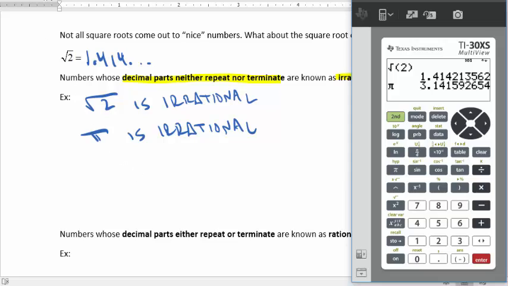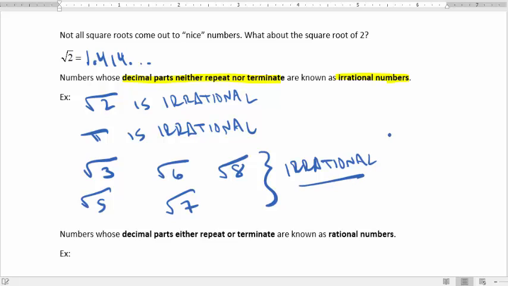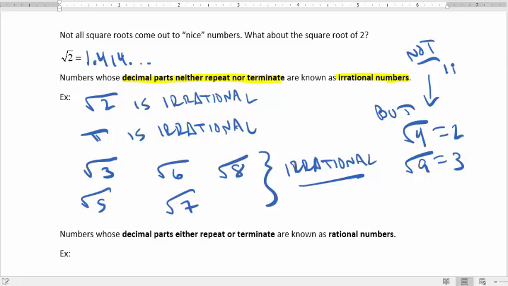So generally, the easiest way to form irrational numbers is to take square roots of numbers that aren't perfect squares, right? So the square root of 3, that's irrational. Square root of 5, that's irrational. Square root of 6, square root of 7, square root of 8, all irrational. But notice how I skipped the square root of 4, because the square root of 4 is 2. The square root of 9 is 3. So the square root of 4 equals 2 and the square root of 9 equals 3. These are not irrational. Okay? So just keep that in mind.